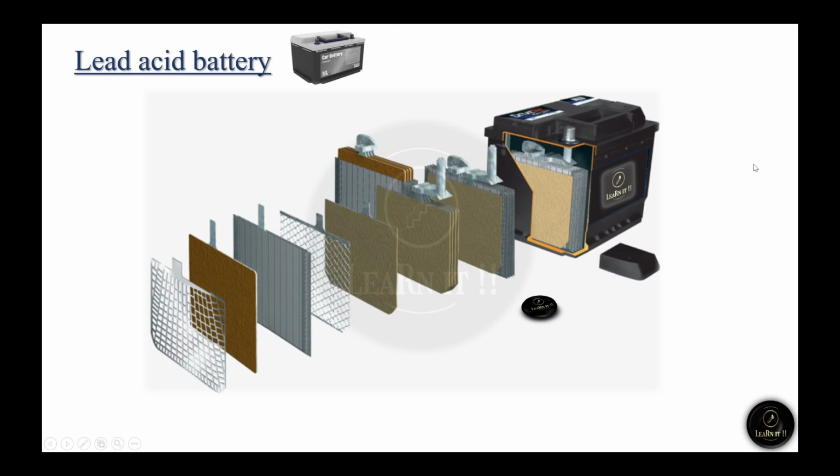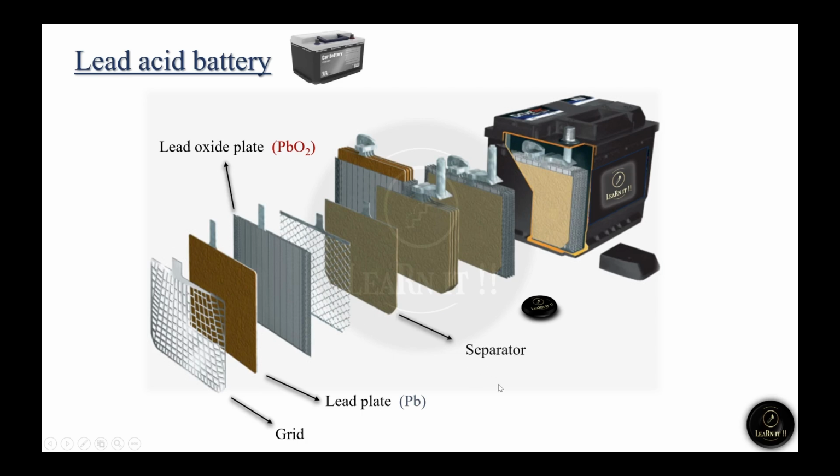So let us look at the construction of lead acid battery. There are two grids which enclose the lead plate and lead oxide plate, which constitute an electrochemical cell. So this is an arrangement of one electrochemical cell. One electrochemical cell is separated from another electrochemical cell by the separator.